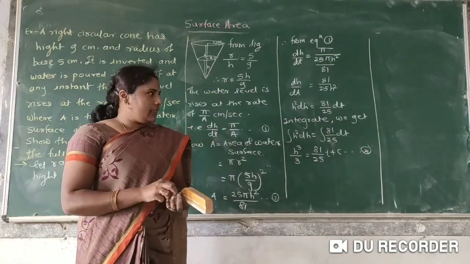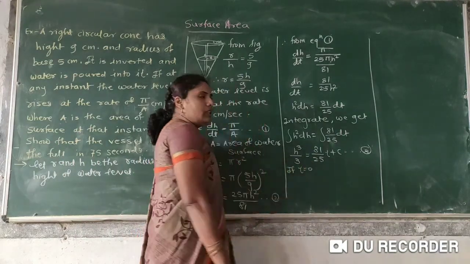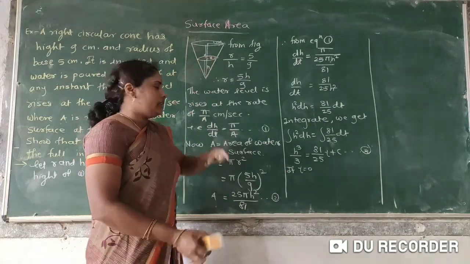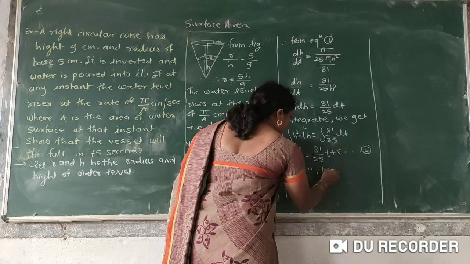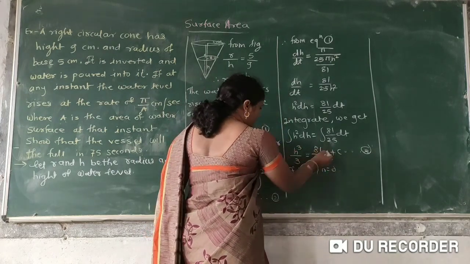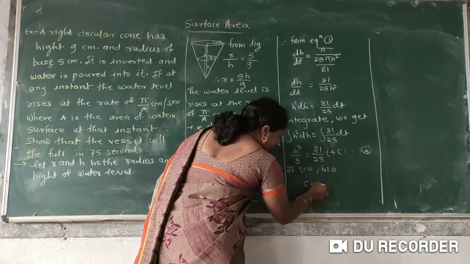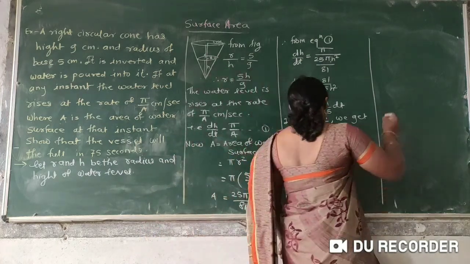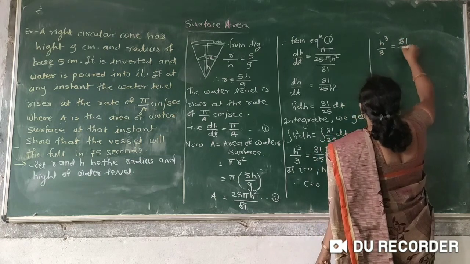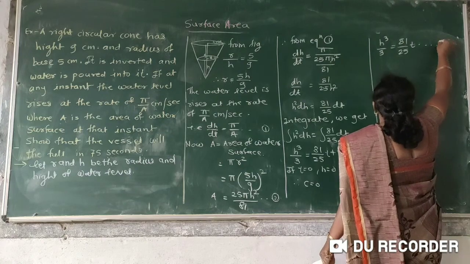But at the initial time, if t is equal to 0, then water is not poured in this vessel, therefore its height is 0, therefore take H equal to 0. If we substitute H equal to 0, t equal to 0, we get c equal to 0. Therefore this equation 3 becomes H cube upon 3 equal to 9 upon 25 t. Suppose this equation as 4.